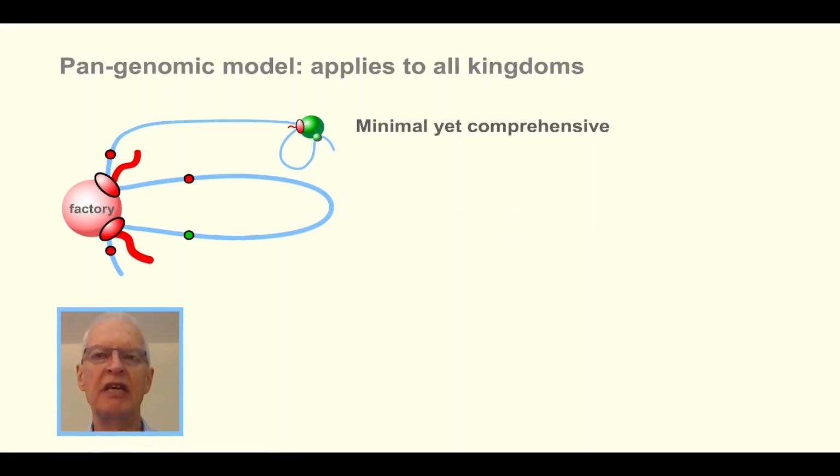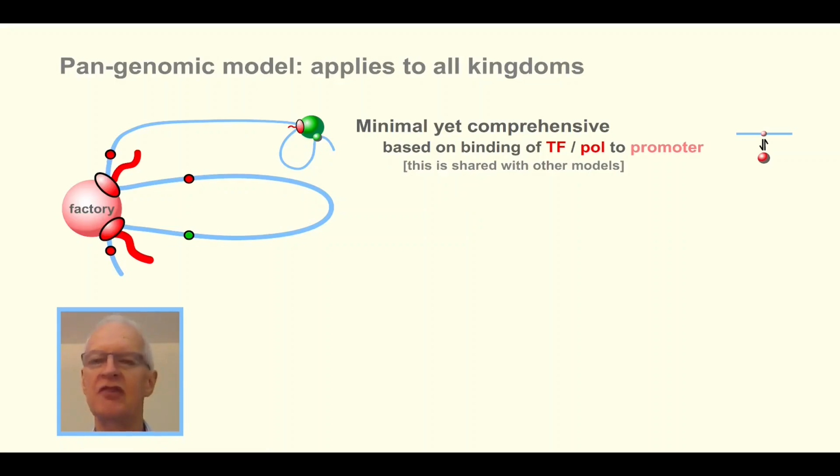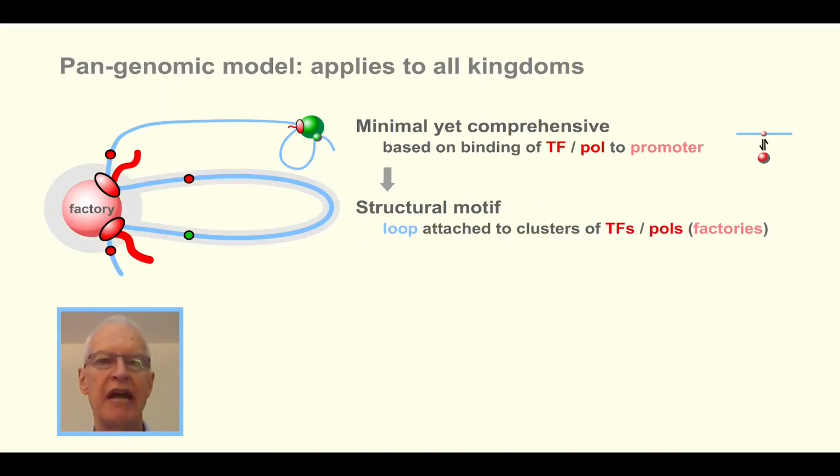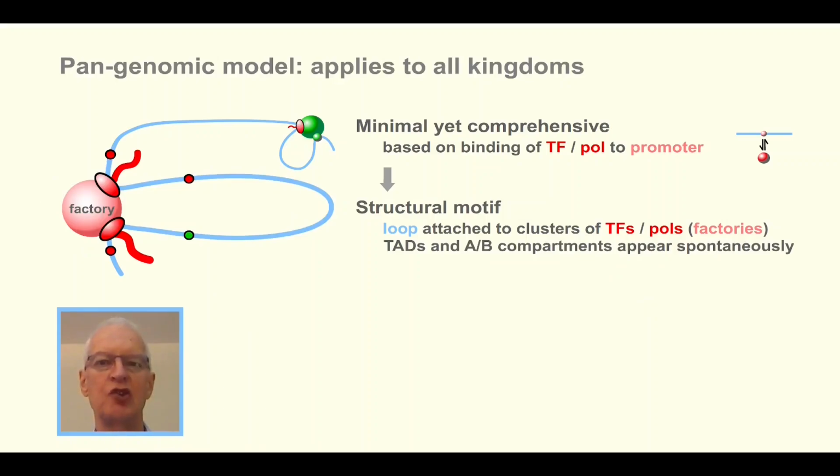It's minimal yet comprehensive. It's based on the well-studied binding of the transcription machinery to promoters. And this is shared with many, many other models. A central structural motif is a loop attached to a factory. And these two features are going to ensure that higher order structures appear spontaneously without the requirement for any other mechanisms.